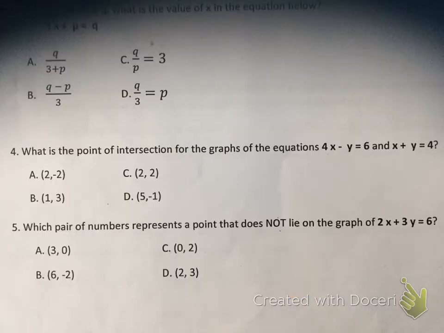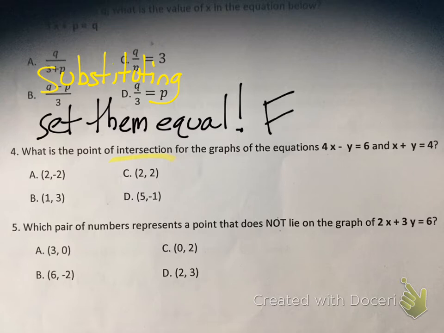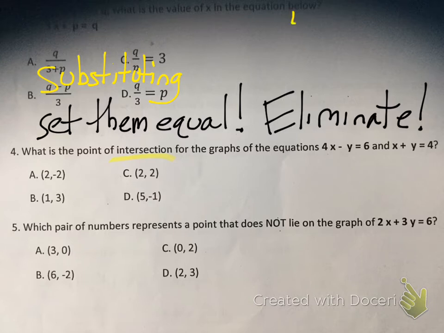Alright, question 4. What is the point of intersection for the graphs of the equations 4x minus y equals 6 and x plus y equals 4? Well, when it's talking about the intersection, that's telling you that you can set the two equations equal to one another. That's one way you could solve this. And that method would actually be substitution, which some of you might have actually used. But the other way to do it is using elimination, and that's actually the more efficient way to solve this problem, so that's the way that I went ahead and did it.